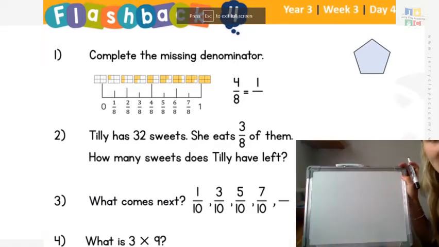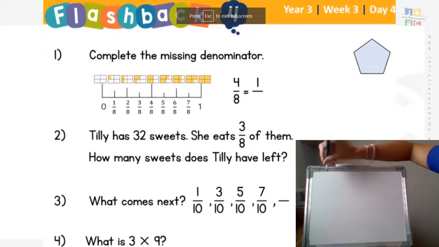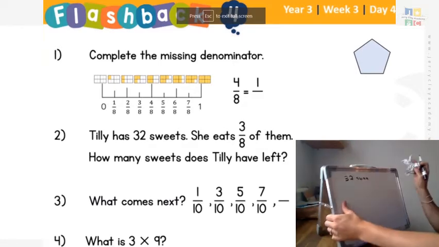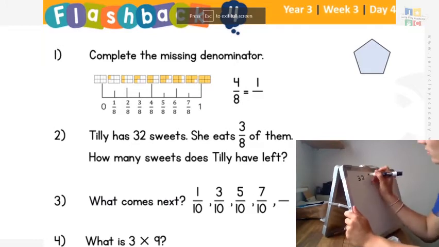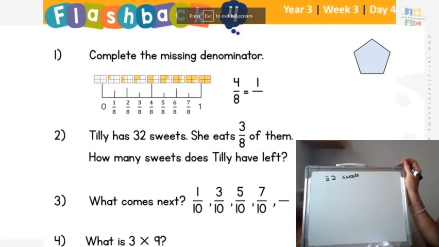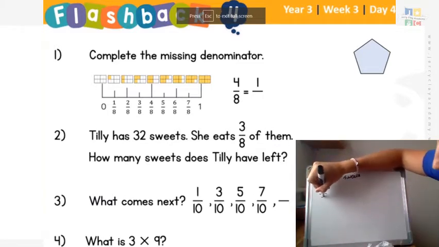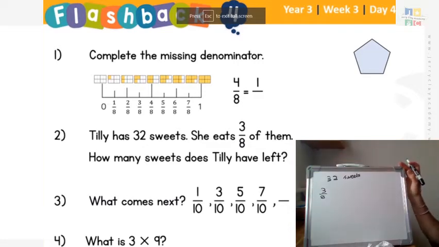Okay, let's have a look at the next one. Tilly has 32 sweets. So 32 sweets is her whole number. So I've pulled out the keywords 32 sweets. She eats 3/8. So she was hungry and she ate 3/8 of them. And then it says, how many sweets does Tilly have left? Now it's not asking how many she ate, it asks how many she had left.